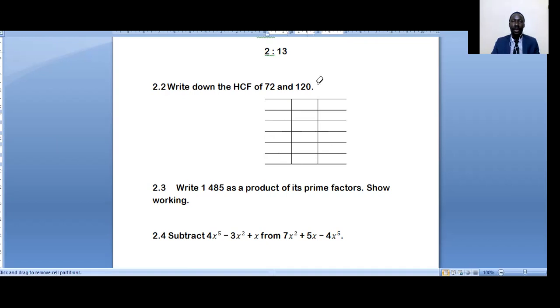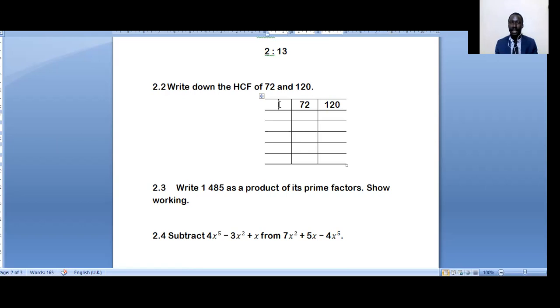So now, the thing we want to deal with is what? We want to find the highest common factor. Here we have 72, and here we have 120. The highest common factor is the biggest number which can divide 72 and 120, sorry for that. So we would like to find out which number can divide 72 and also 120.